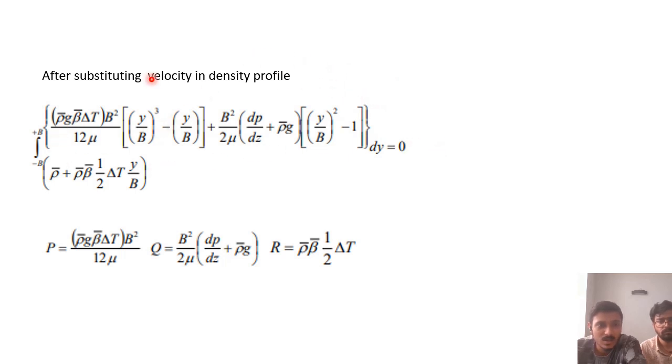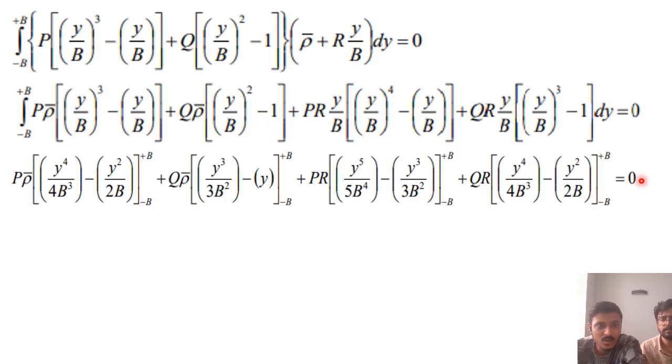Now this equation we have to integrate from minus b to plus b, and this is the density profile equation in which temperature profile is substituted. Further, we will have to consider these three expressions. Now p will be representing this term here, q will be representing this term, and r will be representing this term here. So if we substitute p, q, r for simplification, this integration will look like this.